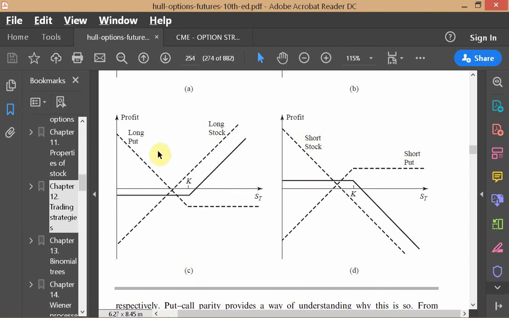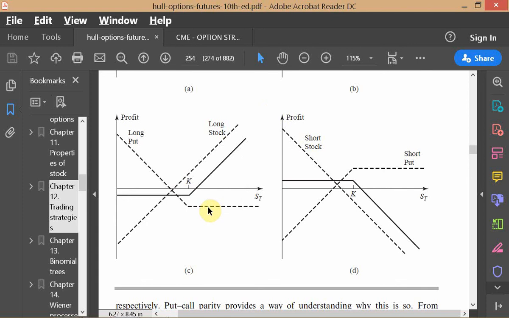Forget about the dotted lines. This black line is what position? Long call. Straight away you know it's a long because it has the portion below the zero line, which means loss, but it's a constant loss. And it must be a call because as the market price rises above the strike price, this position is making money.